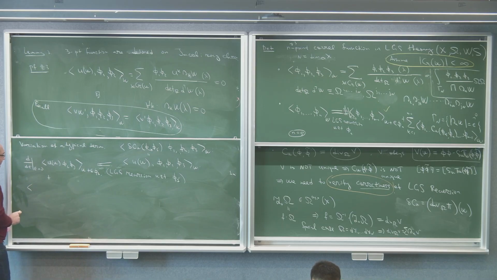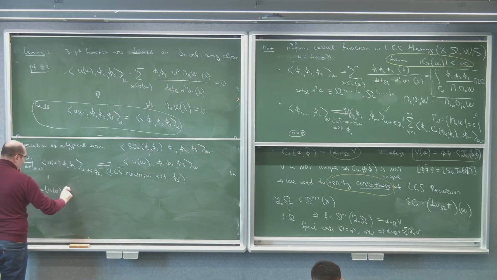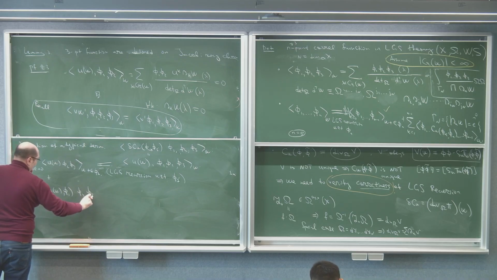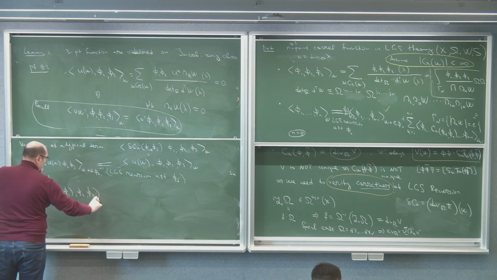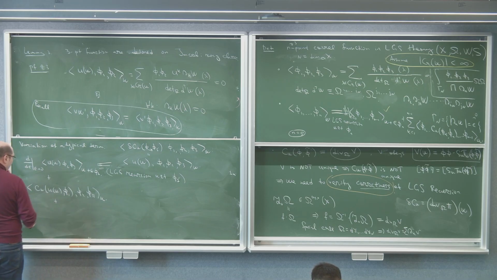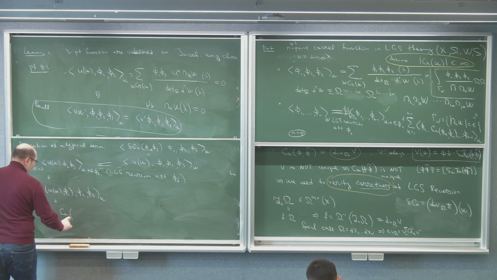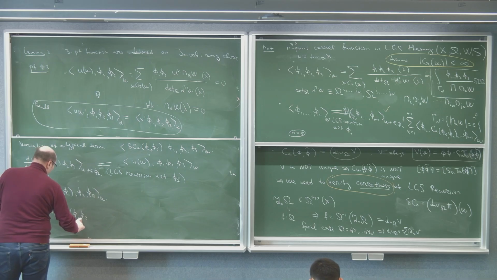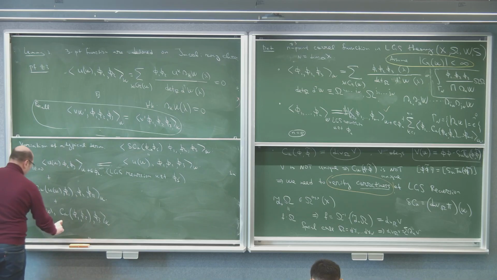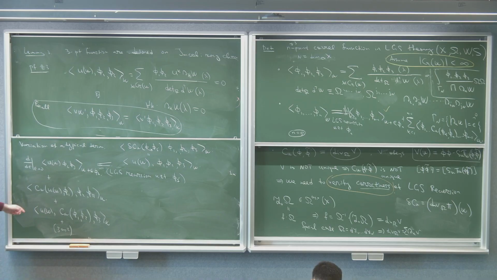One contribution is when we have a contact term of u of w and phi 1, and phi 2, phi 3 remain as they are. Then there will be another contribution where u of w stays as it is, and there is a contact term, say, between phi 1 and phi 2, and phi 3 remains as it is. The very last term is term number 2 with 3 and 2 interchanged.